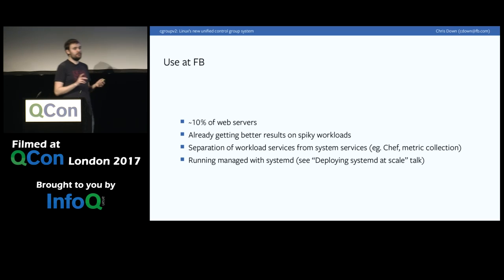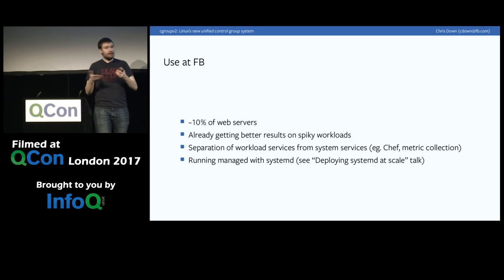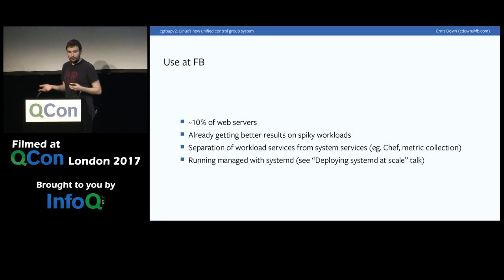Say you have a data center and you want to run it in an efficient way. It can also be a big win for that, and it's something which we're looking into. As you may have guessed from my previous mention, we run cgroup2 managed with systemd, and one of my teammates, David Akavalka, gave a talk at systemd.conf last year called deploying systemd at scale, which goes over how we use it and gives a sister talk to this one.